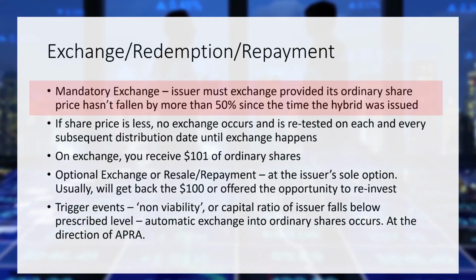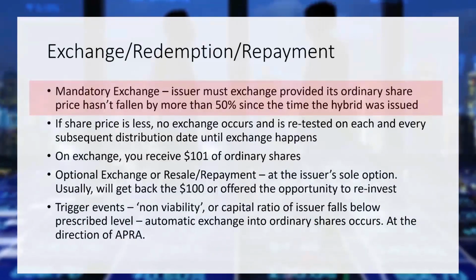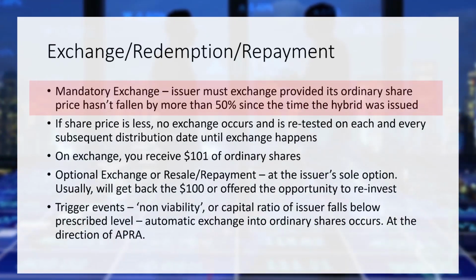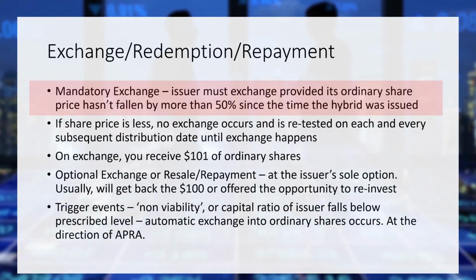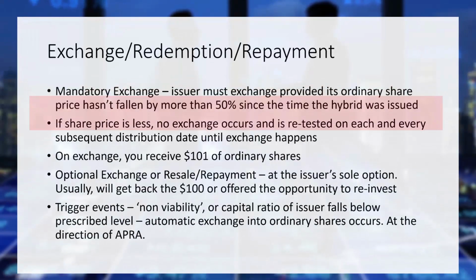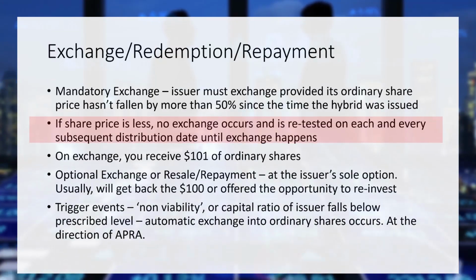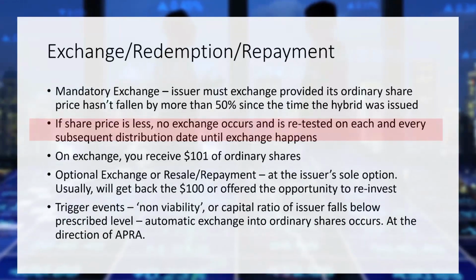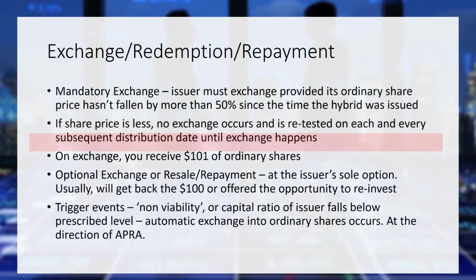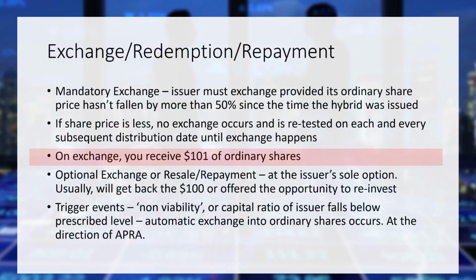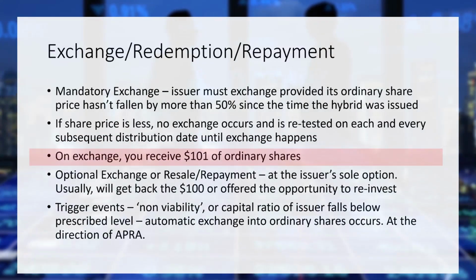And will they keep paying distributions until it turns up? Provided they can, yeah, they will keep paying distributions. What happens, Peter, is that the exchange is then retested on the next distribution date, and it keeps on being retested until they can exchange. So this thing could go on for a long time, potentially. Okay. On exchange, you get back $101 of ordinary shares. That's nice. That's just a 1% discount.